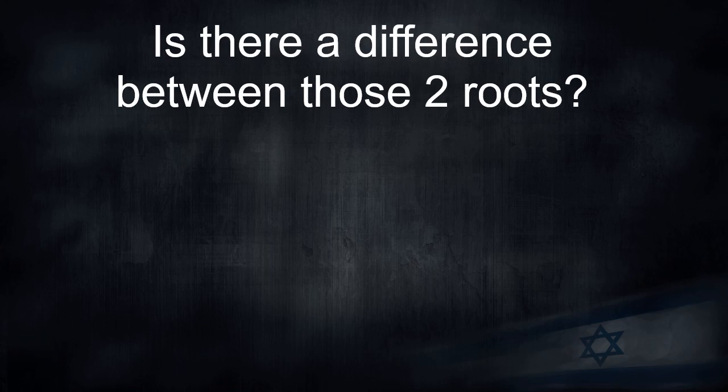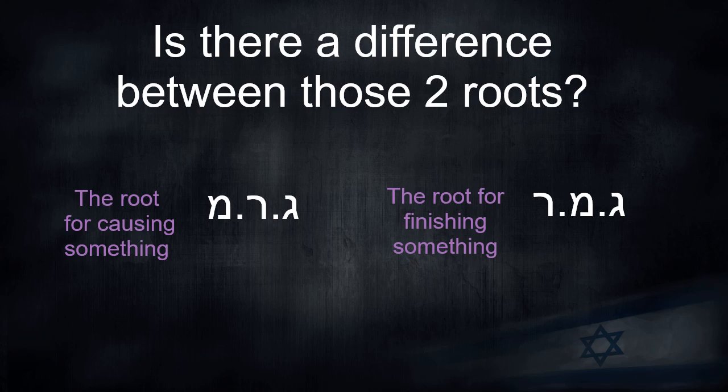Okay, now I want to ask you a question. Is there a difference between those two roots? Yes, there is a difference. The difference is the order. The right root is gimel mem resh, and that is a root that indicates finishing something. The left root is gimel resh mem. The root is for causing something.